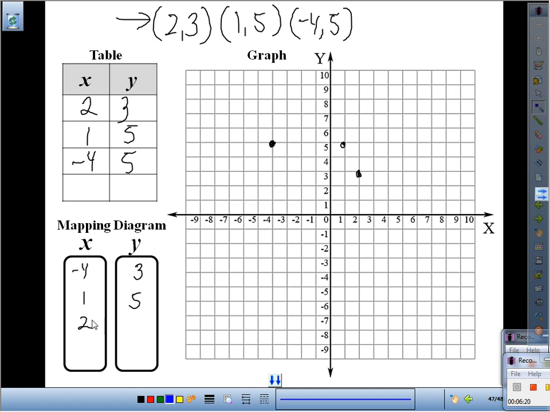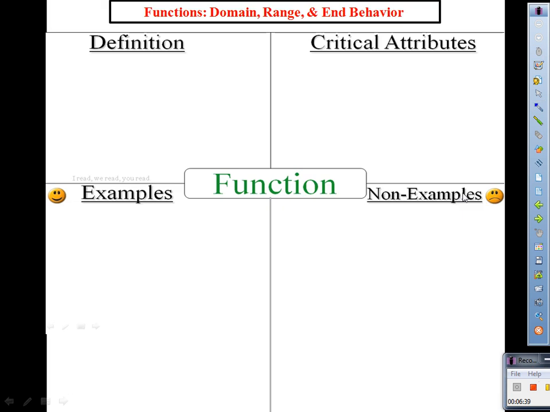2 goes to 3. 1 goes to 5. -4 to 5. That's how you represent a relation all 3 different ways. You guys remember this? Yes? Simple? All right. What are functions?